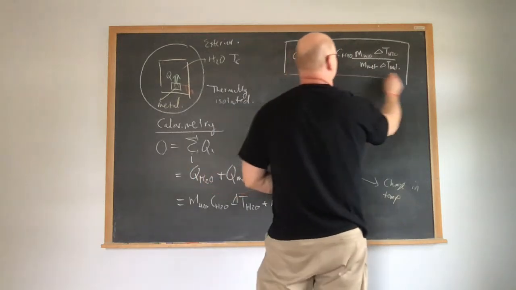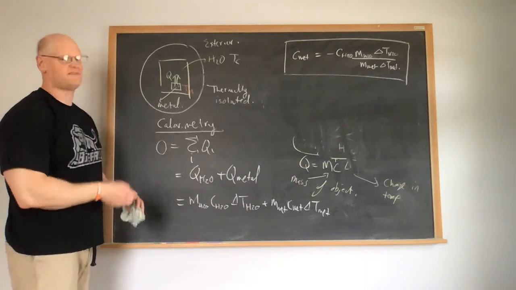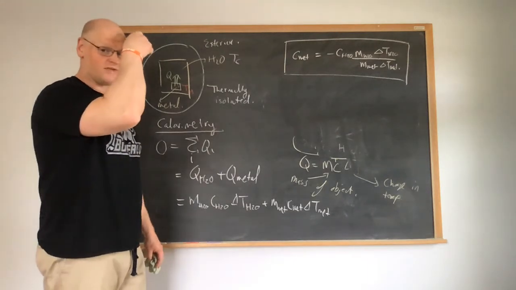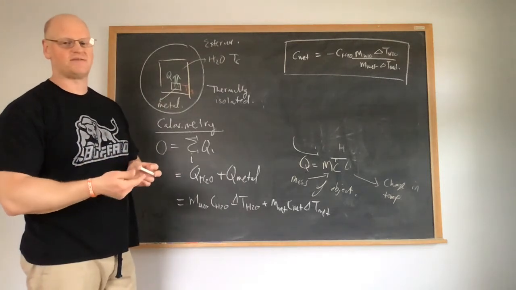So all we're going to calculate for this lab then is what? The specific heat then of the metal. We're going to do that 10 times. From there, you want to find the average and the standard deviation.